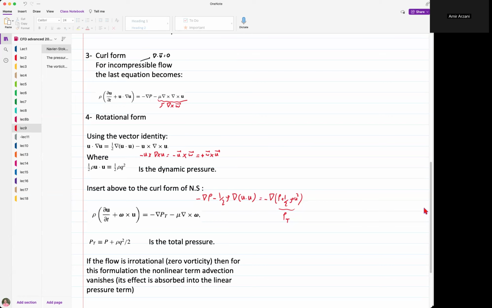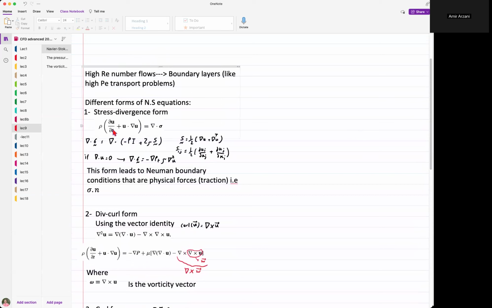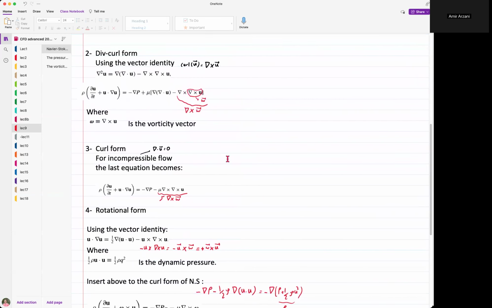Okay, now we will not be using these forms. We'll use the standard stress divergence form. But if you're interested in learning more about these different forms of the Navier-Stokes equation, particularly in the context of finite element formulation and how they show up in finite elements, I strongly encourage you to look at the textbook by Gresham, which was one of the references I listed in the first lecture.